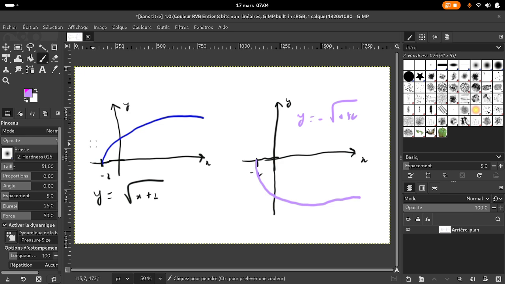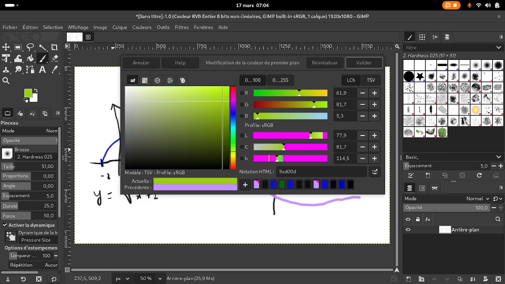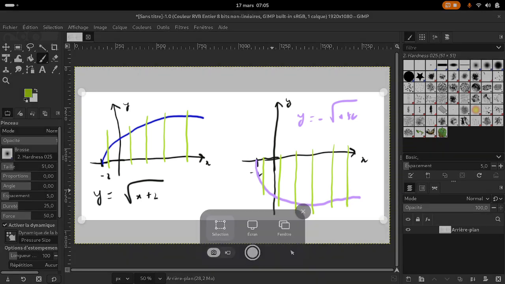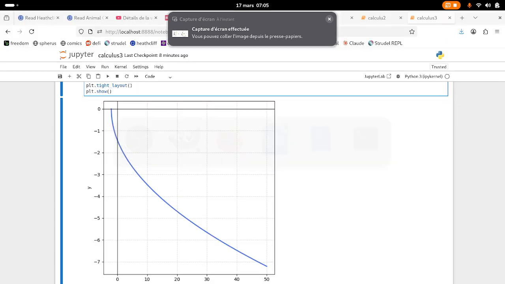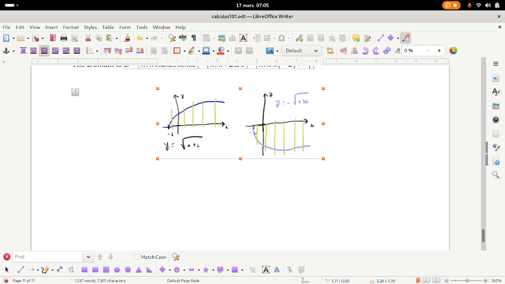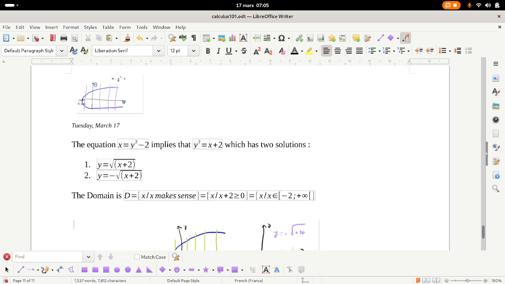If I do the vertical line test, it is obvious that, we choose this color, vertical line test, and it has passed the vertical line test. It is a graph of a function. Voilà.